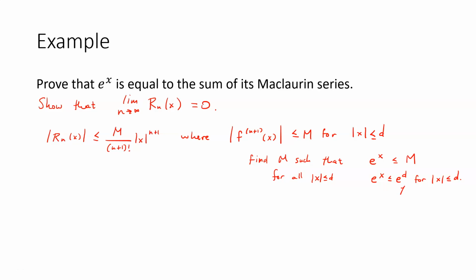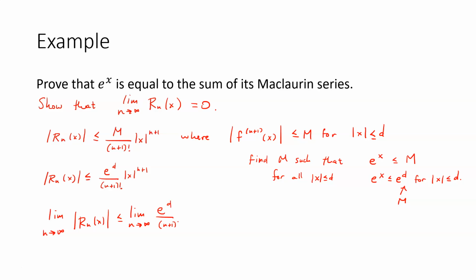So we'll use e to the d for m. So here we've shown that the absolute value of Rn of x must be less than or equal to e to the d over n plus 1 factorial times the absolute value of x to the n plus 1. So now if I take the limit as n goes to infinity of the absolute value of Rn of x, this would be less than or equal to the limit as n goes to infinity of e to the d over n plus 1 factorial times the absolute value of x to the n plus 1.